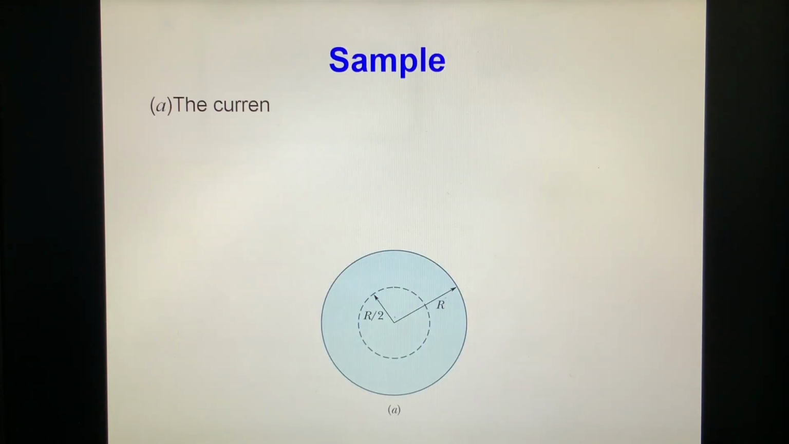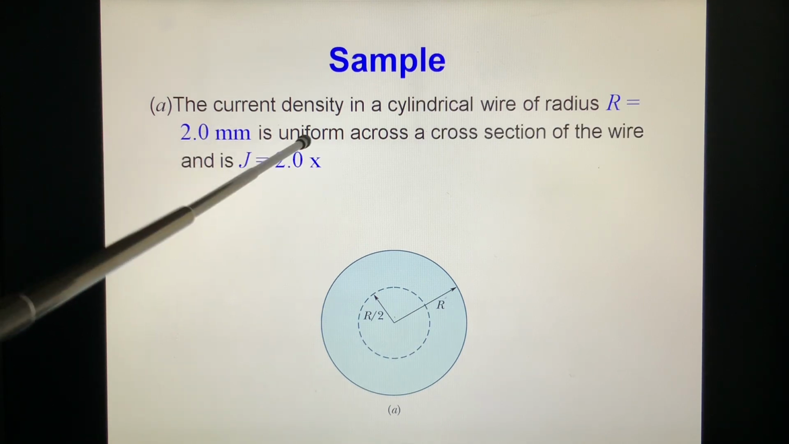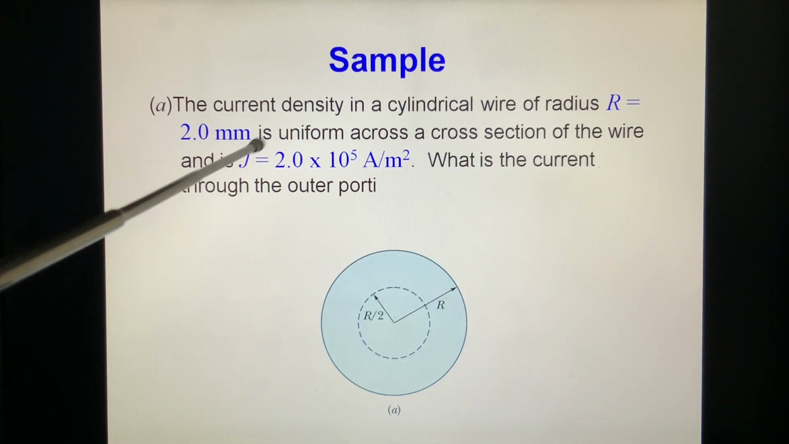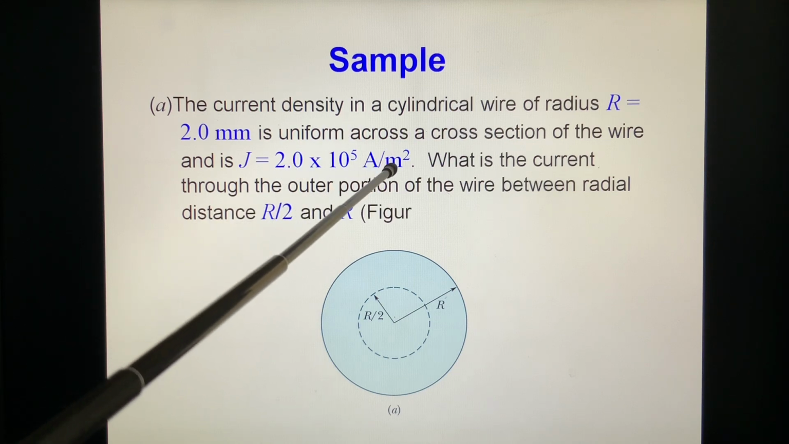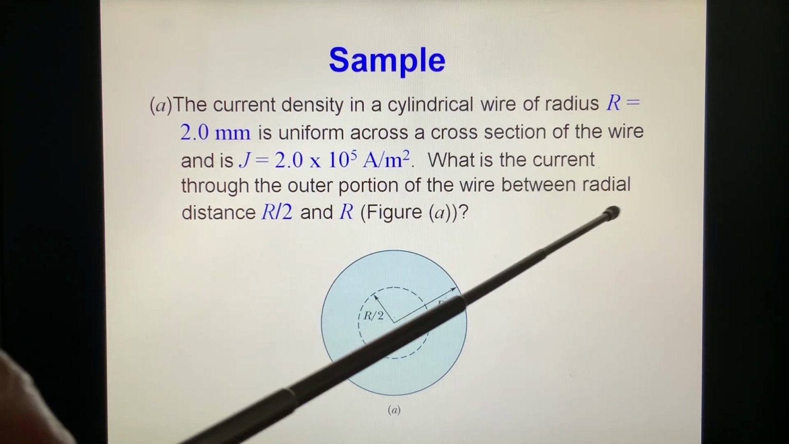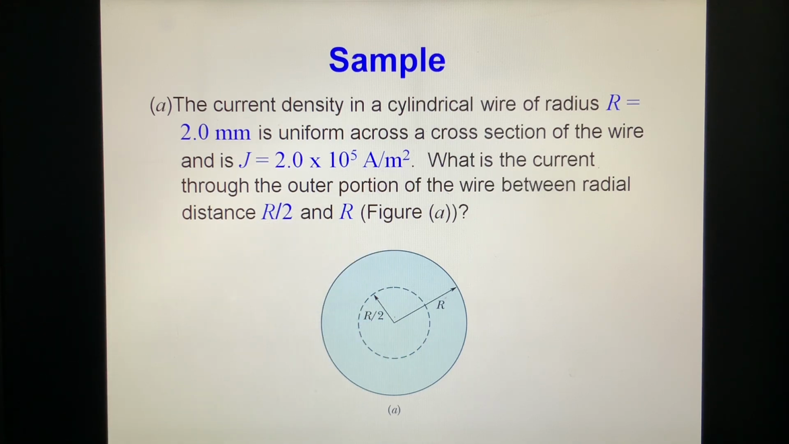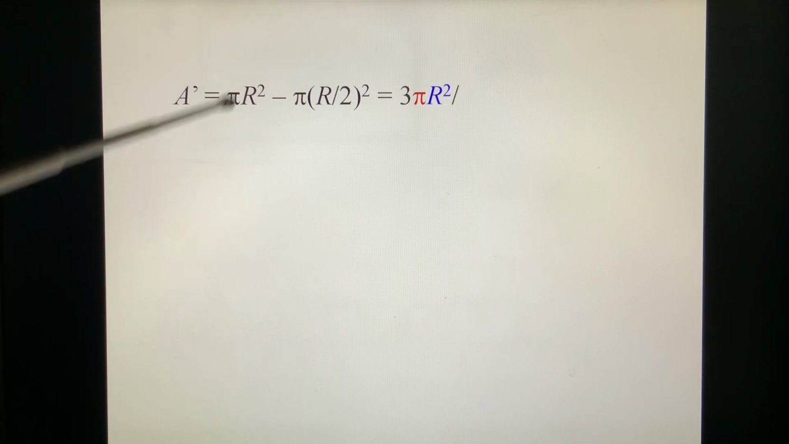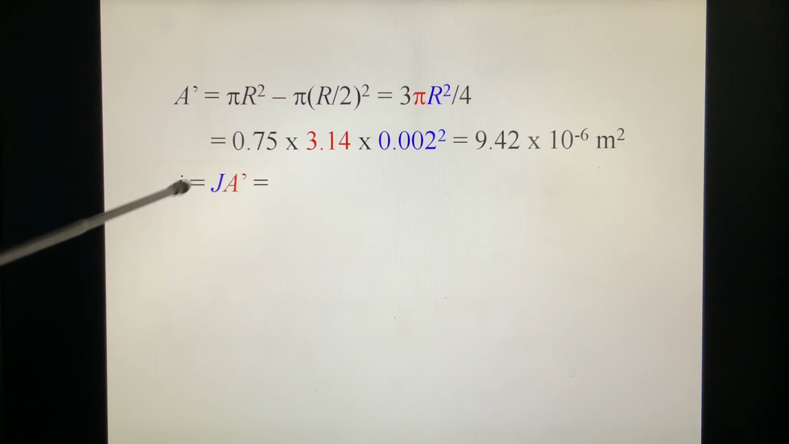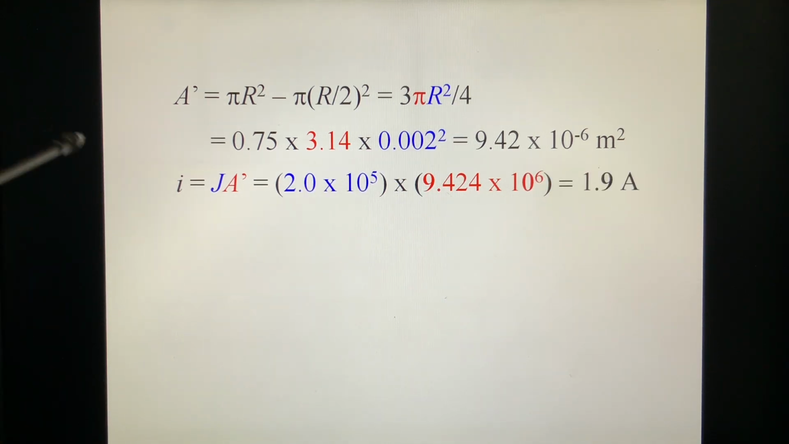Sample. The current density of a cylindrical wire of radius R, 2.0 millimeters, is uniform across a cross section of the wire, and is J equal to 2.0 times 10 to the 5th ampere per square meter. This is uniform. Question: what is the current through the outer portion of the wire between radial distance half R and R? This outside section, I want to find the current. It's very simple. First, we find the area. This area is pi R squared minus pi (half R) squared. You have the area, you have J. I equals J times A. We write it in amperes, put this inside, and we get a current of 1.98 amperes.